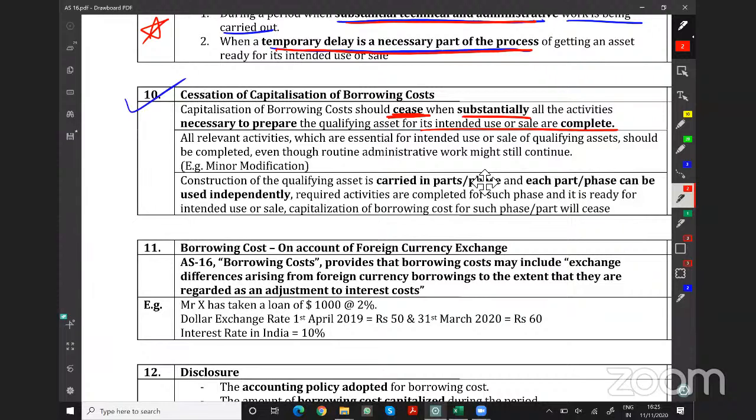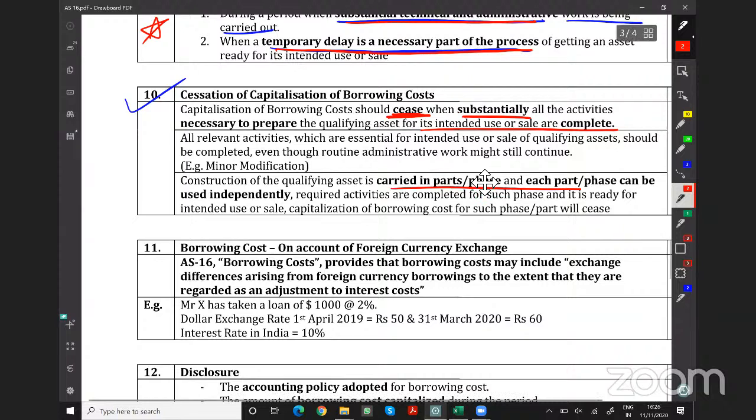Construction of a qualifying asset may be carried out in parts or phases. See, I want to construct 3 buildings: Building A, Building B, Building C. Building A is fully completed. Buildings B and C are still in progress. So borrowing costs relating to Building A should be ceased. But in case of B and C, they should still be capitalized.